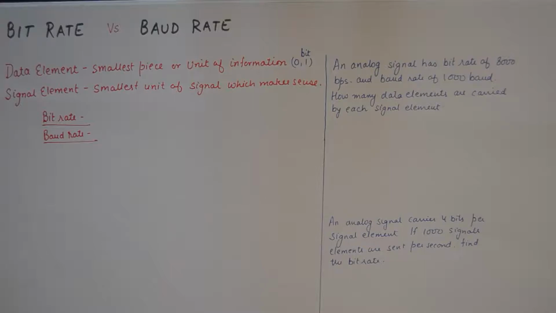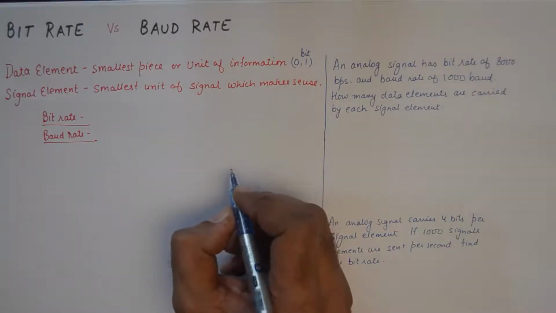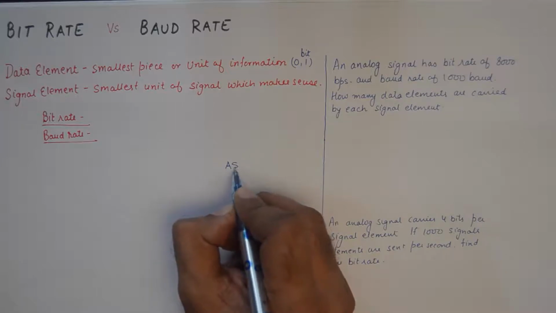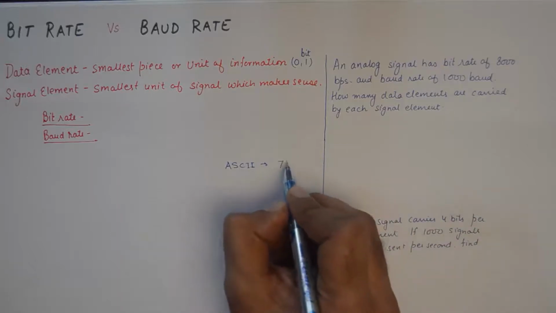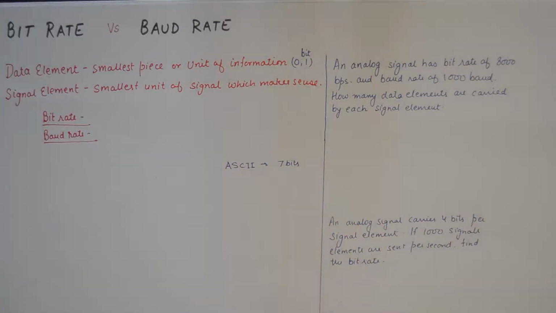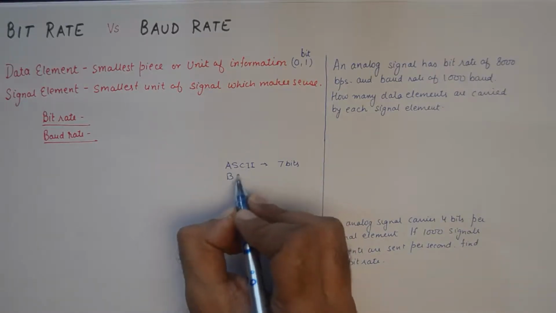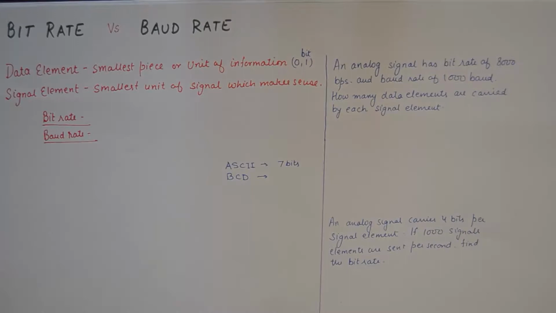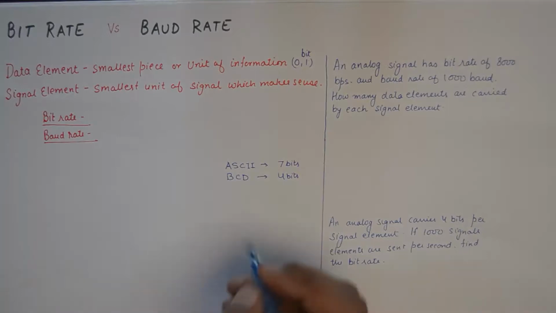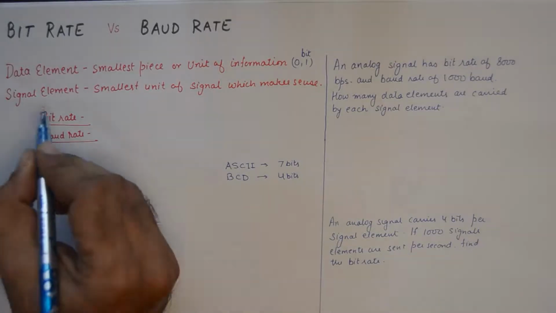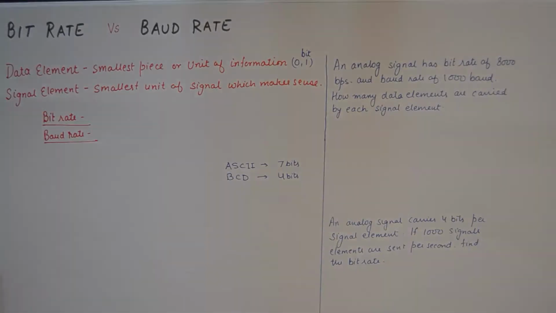And the next thing is signal element. It is the smallest unit of signal which makes sense. To take examples of meaningful signals, ASCII code is one signal element which has 7 bits of data elements. Similarly, BCD is another meaningful signal element which has 4 bits of data elements. And depending upon a lot of situations, you'll find that the signal element will constitute a number of data elements.